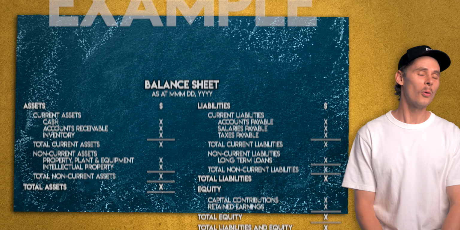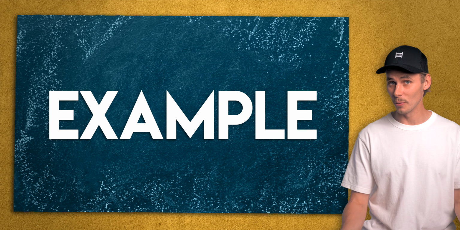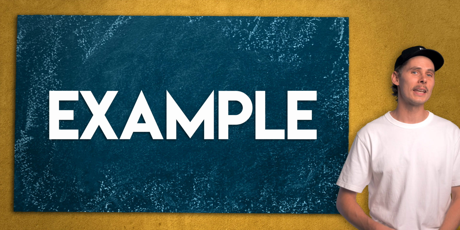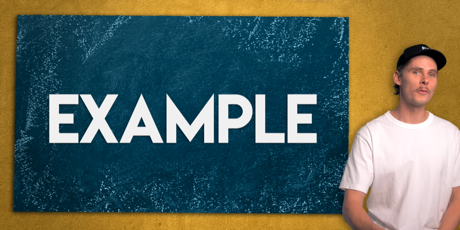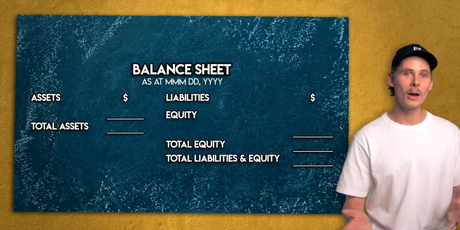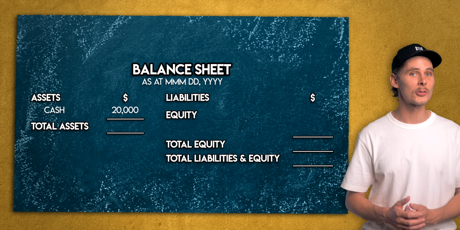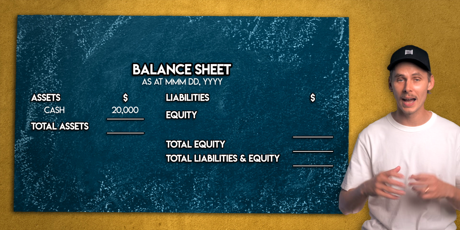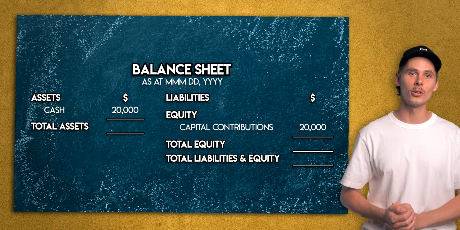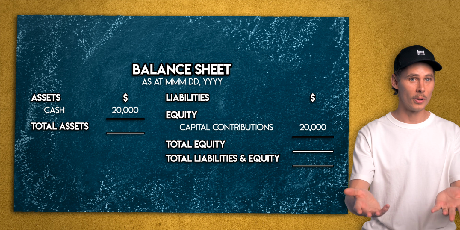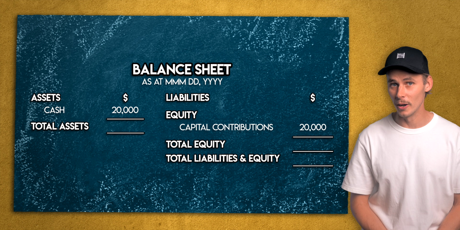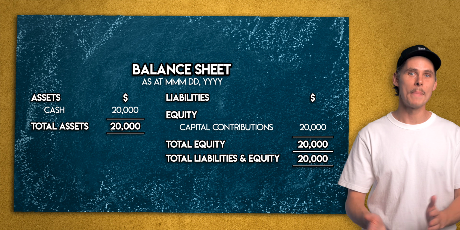Now, let's bring all of this together with an example. Let's say you start a business and invest $20,000 of your own money. The business now has $20,000 in cash, so it owns $20,000 in assets. And it owes $20,000 in equity back to you. It's your claim as the owner. The balance sheet is balanced.